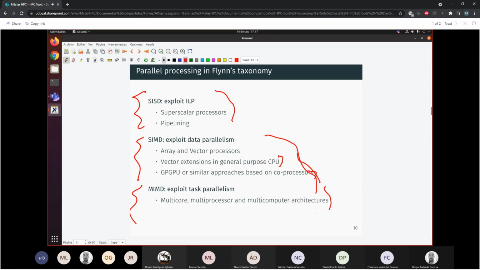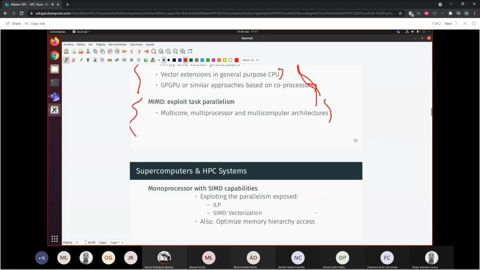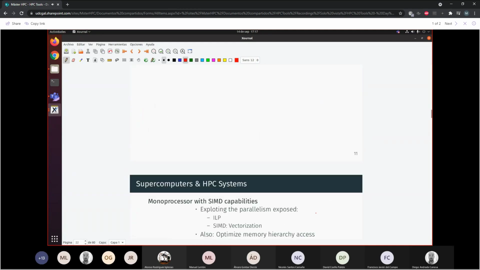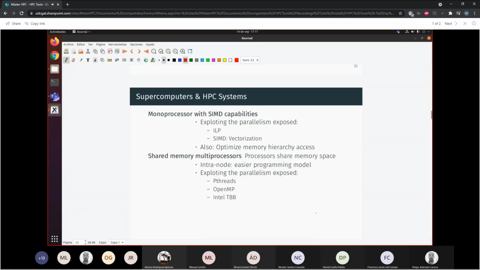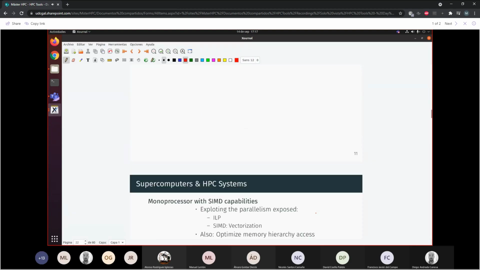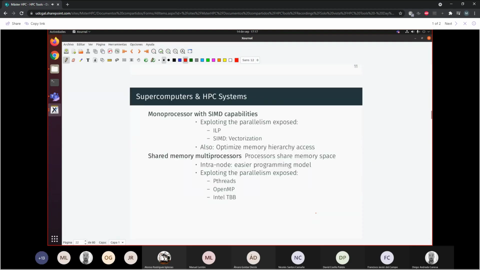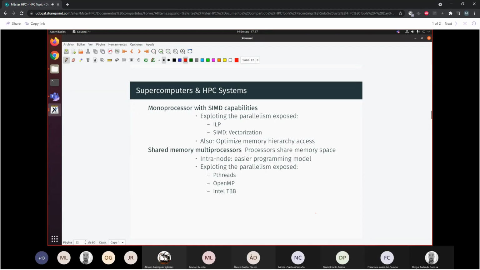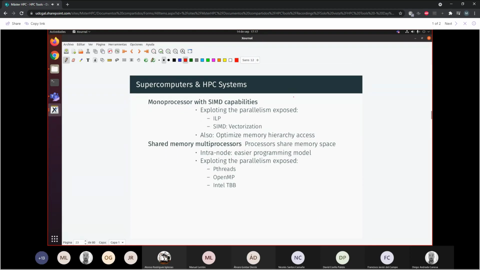Something that is also very important is how this is programmed. For instance, in a monoprocessor with SIMD capabilities, you can use vector instructions just by instructing the compiler to do so. But you can also do your own programming using this kind of extensions, although this is not very common. You can also optimize the memory access.